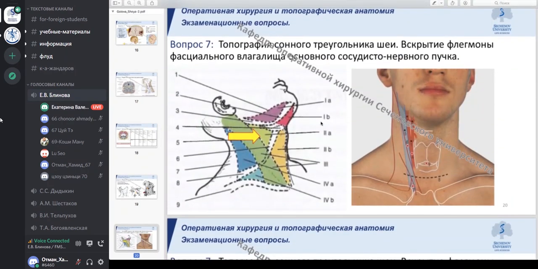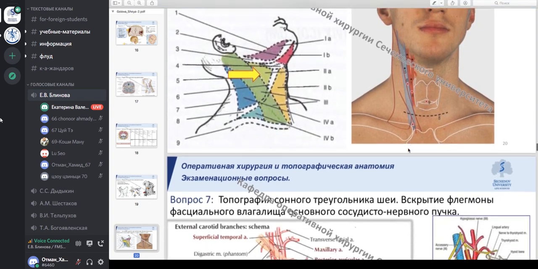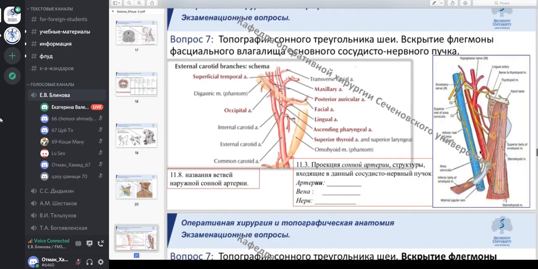The next is the topography of the carotid triangle. You should name the borders and the contents of the carotid triangle. The borders: posteriorly, the anterior margin of the sternocleidomastoideus muscle; anteriorly, the superior belly of the omohyoideus muscle; and superiorly, the posterior belly of the digastric muscle. The carotid triangle contains the common carotid artery, the internal jugular vein, and behind them the vagus nerve. The common carotid artery divides at the bifurcation into the external carotid artery and the internal carotid artery.